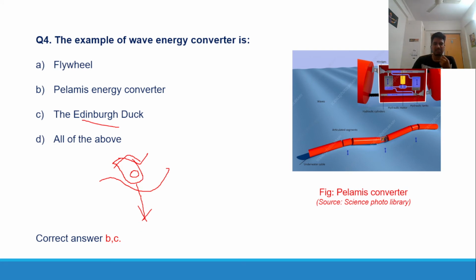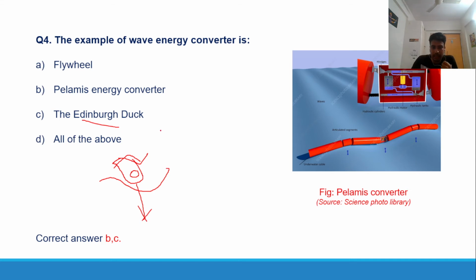So, it actually generates very little power. We need to put a lot of Edinburgh ducks to connect them in a grid and extract a useful amount of power. So that's how it works. And this Pelamis converter is a very useful device. You can find a Pelamis converter installed in South Korea, I think South Korea or South Africa. You can search it on Google.